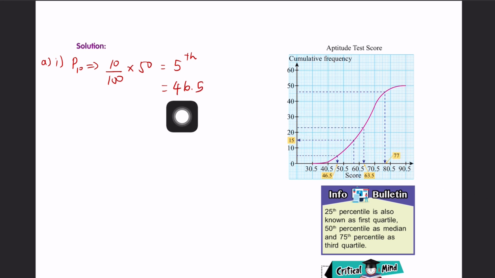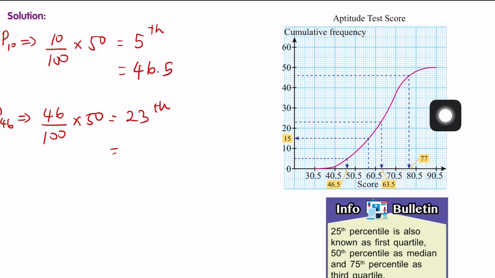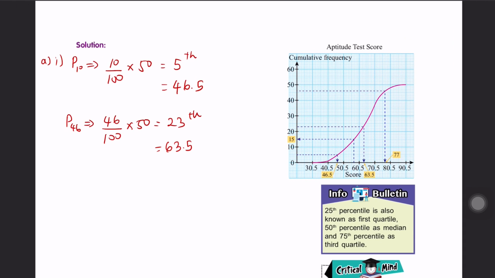So itu adalah tenth percentile. Okay, next kita nak cari percentile 46. Okay, so sama. Location dia 46 over 100 times 50. So kita dapat 23. 23rd data. Okay, so cari yang ke-23. Cari ni kan. Okay, dot pop. Okay, tengok bawah. So dapat 63.5. So kita punya value. Okay, boleh?